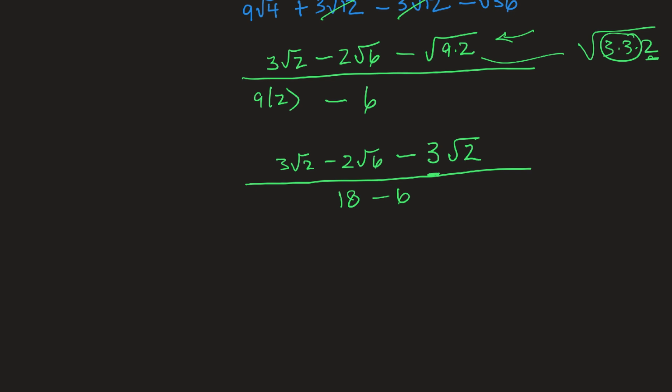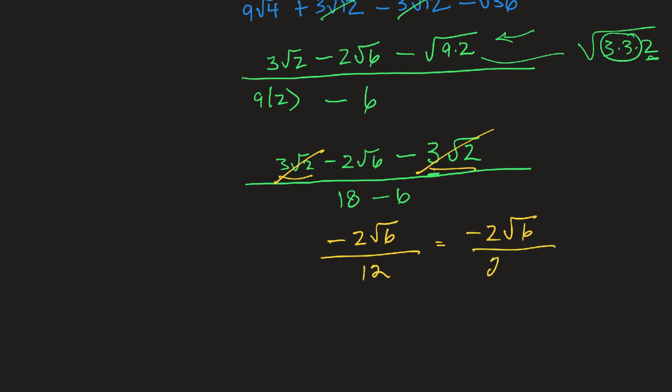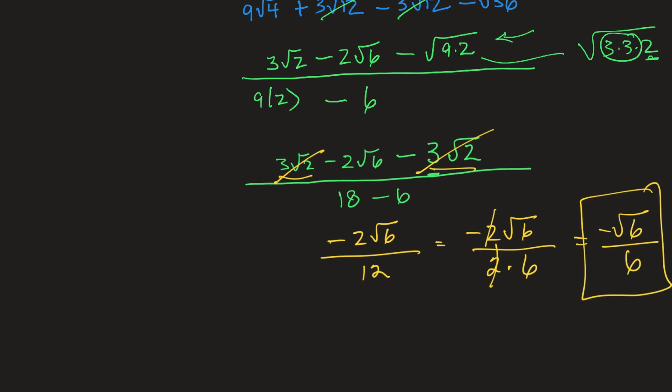On the top there, this and this are the same, but different signs. So that's the additive identity. They cancel out. So on the top, I just have negative 2 root 6. And on the bottom, I have 12. Hold on. I can simplify more. So on the top, I have negative 2 root 6. And on the bottom, I can rewrite 12 as 2 times 6. So the 2's cancel. So I'm just left with a negative root 6 over plain old 6. That would be my answer.